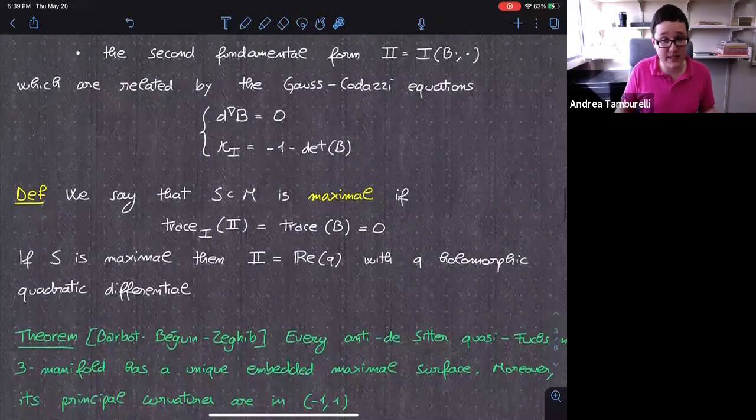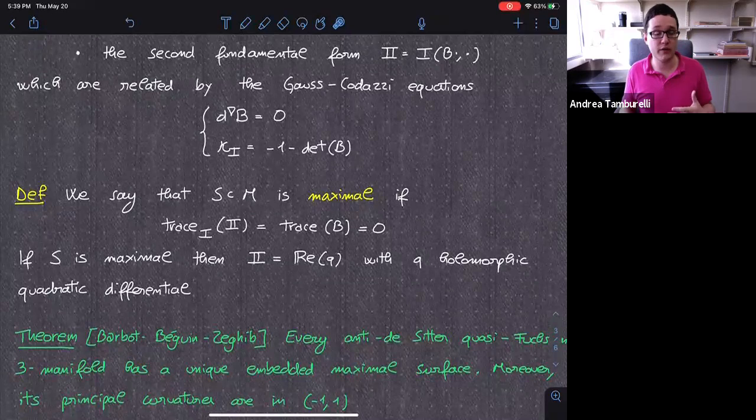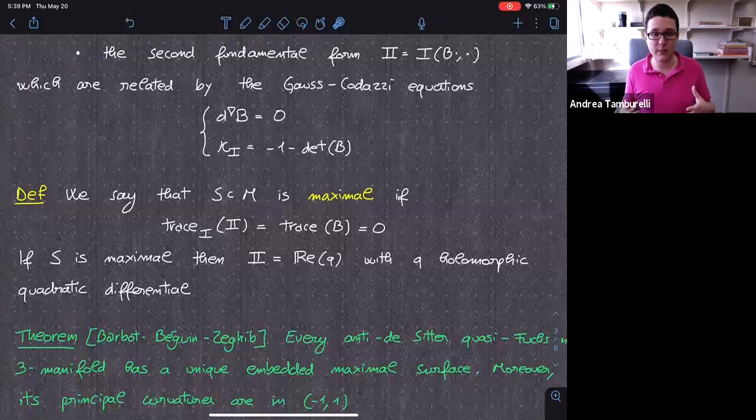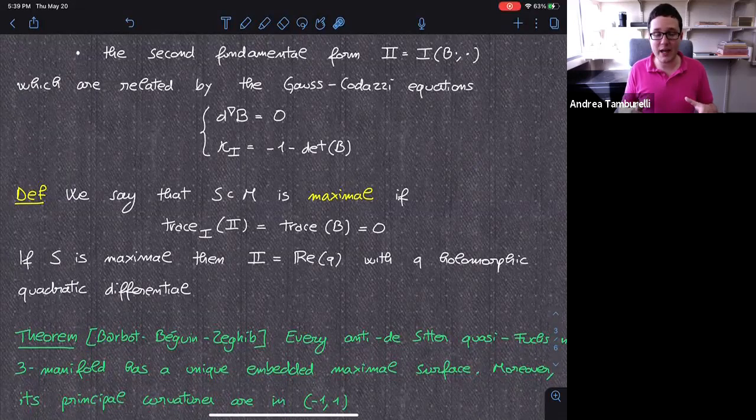And then we say that a surface is maximal if the trace of the shape operator is 0. Again, this implies that the second fundamental form is the real part of a holomorphic quadratic differential. In this case, we talk about maximal surfaces because those are locally area maximizers. This again comes from the fact that if you look at the variational problem for the area, the fact that the normal direction now has negative norm implies that the second derivative of the area functional will be negative, and so these surfaces will be local maximizers.